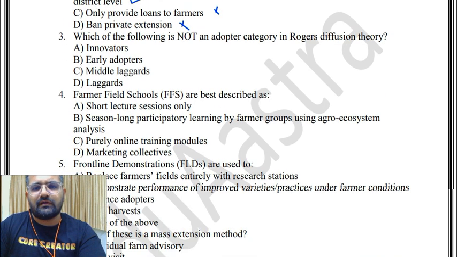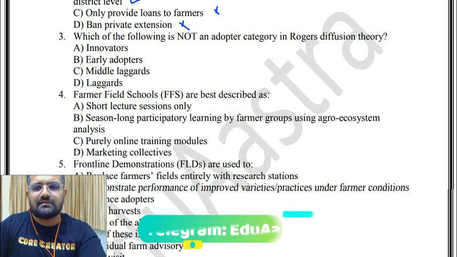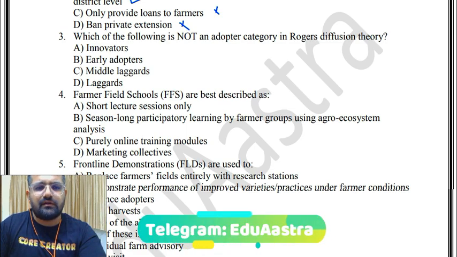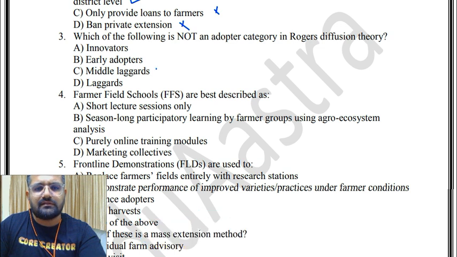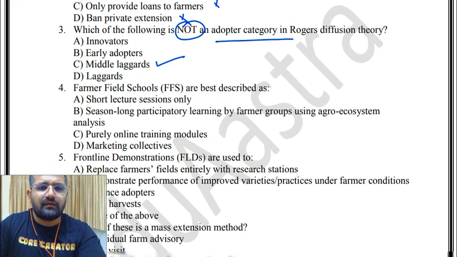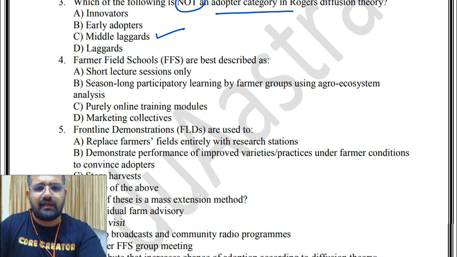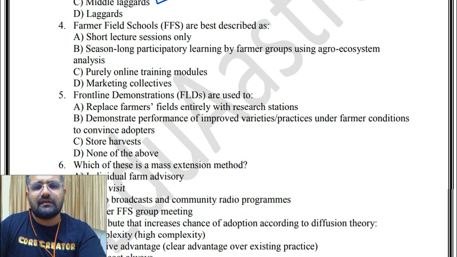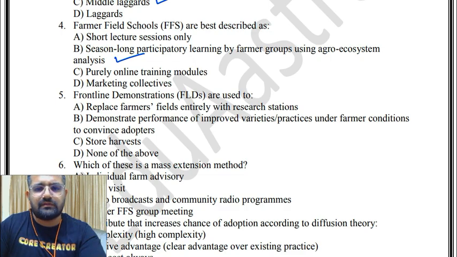Which of the following is not an adopter category in Rogers diffusion theory? Innovators, early adopters, middle laggards. So the answer is middle laggards, not an adopter category. Then farmer field schools are best described as: short lecture sessions only, season-long participatory learning by farmer groups using agroecosystem analysis, purely online training modules, or marketing collectives. So the answer is B, that is season-long participatory learning by farmer groups using agroecosystem analysis.